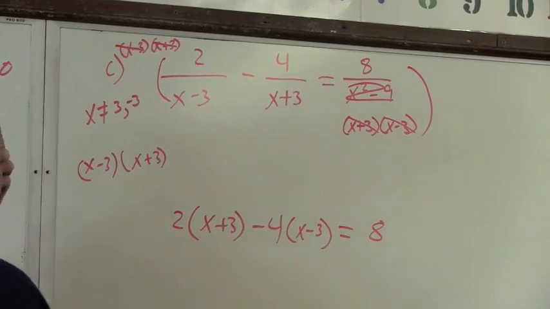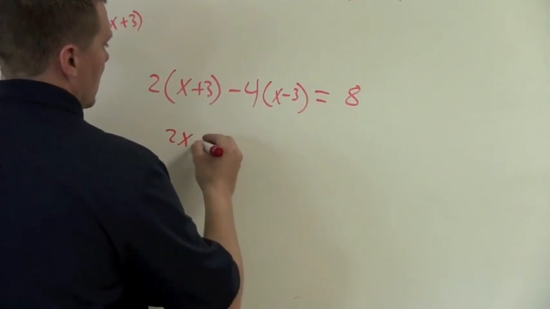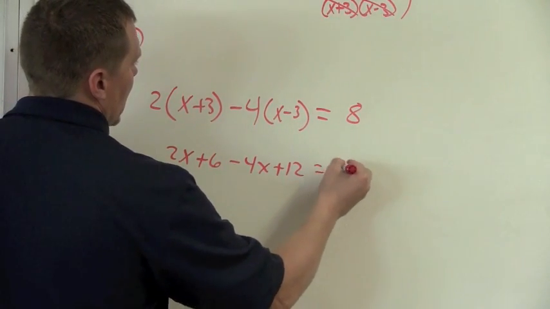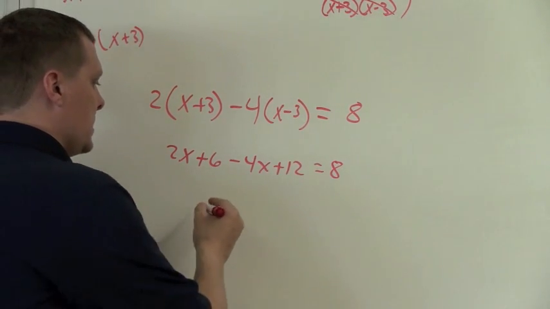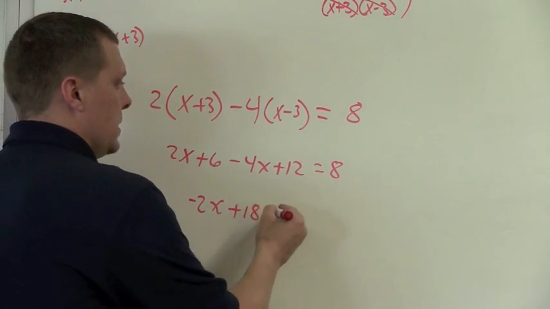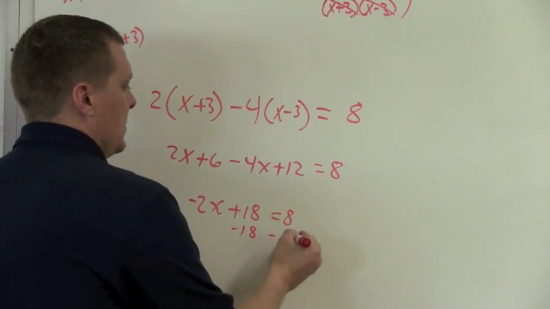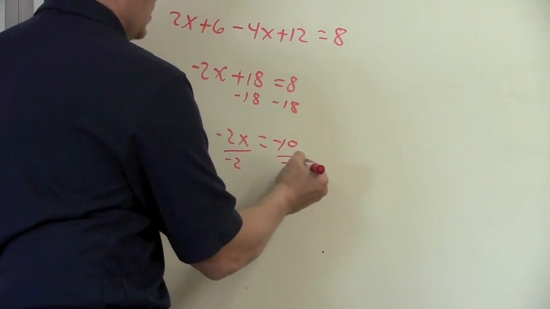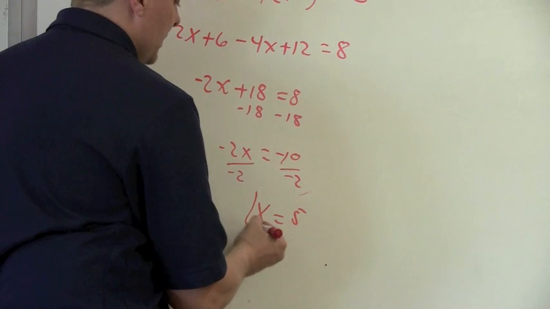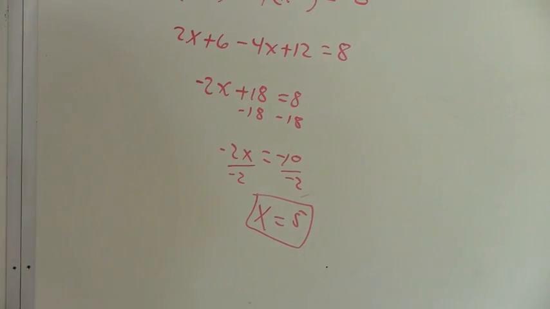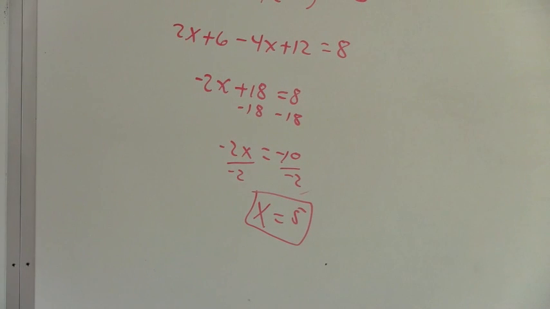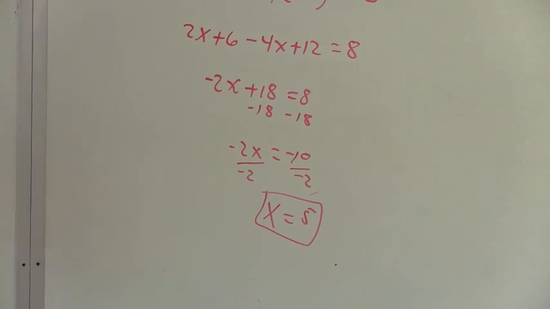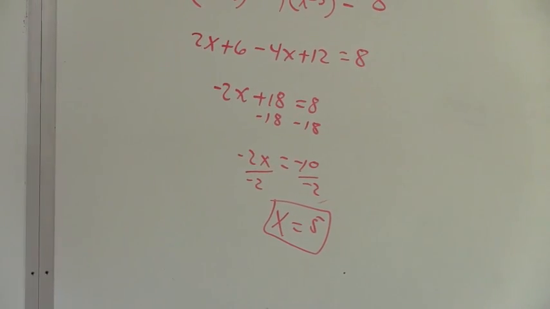Okay? So now, we do some distributing here. We get 2x plus 6 minus 4x plus 12 equals 8. Combine like terms, I get negative 2x plus 18 is equal to 8. Subtract 18. Negative 2x is equal to negative 10. Divide by negative 2. X is equal to 5. Okay? And since 5 was not one of my restrictions, there's our solution. And that was example C, or example 2, letter C.